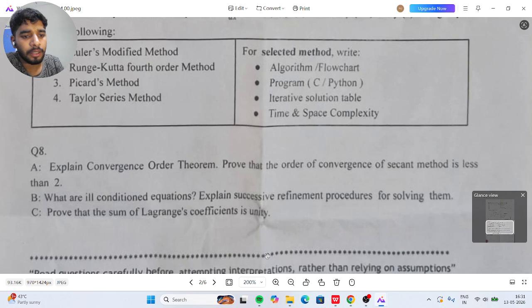Here the question says: explain the convergence order theorem. Prove that the order of convergence of the secant method is less than 2. What are ill-conditioned equations? Explain successive refinement procedures for solving them. And the third point is prove that the sum of Lagrange's coefficients is unity. So there are three parts in the eighth question, and we will solve them one by one.